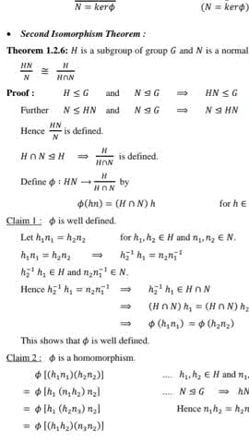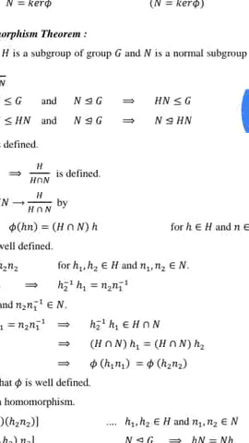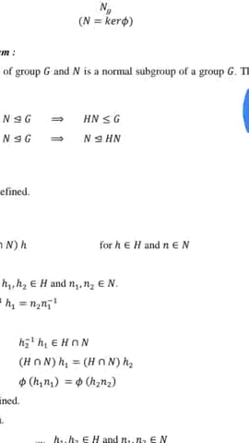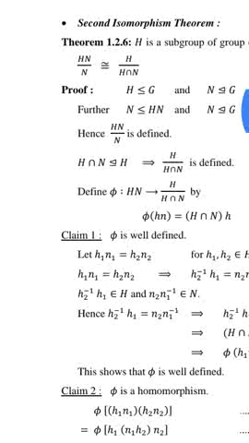Today I will discuss the second isomorphism theorem for groups from Algebra of MSc first semester. Now see the theorem. If H is a subgroup of G and N is a normal subgroup of group G, then HN divided by N is isomorphic to H divided by H intersection N.